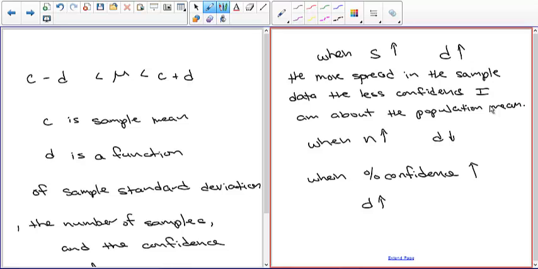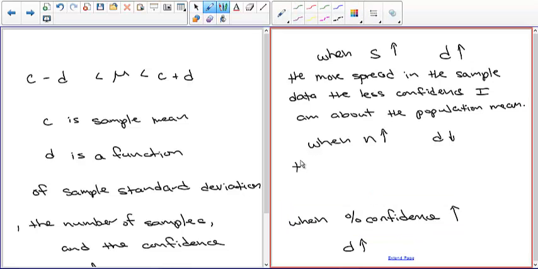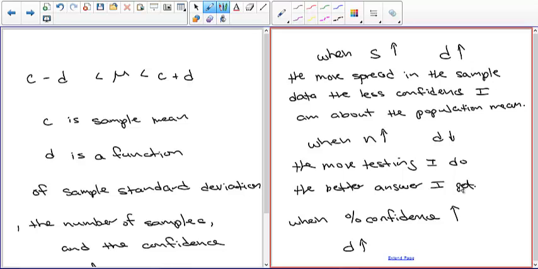The number of data points, when the number of data points goes up, this goes down. So that makes sense. What that means is that the more testing I do, the better answer I get. So if you were doing a political survey, you would think surveying 100 people would give you a better answer than surveying 10 people. Right?